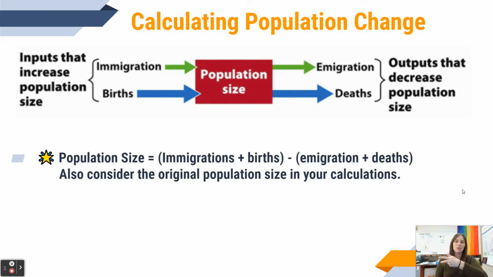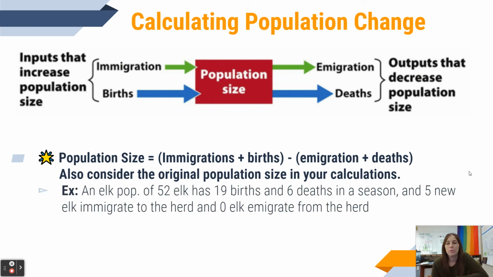And so this is the equation for calculating population change when we're just looking at the population numbers. So population change is equal to immigrations plus births minus emigrations plus deaths. Now, when you're considering the population size, you always want to consider the original population size in your calculation, because that's what you're going to be adding this calculation to. So for example, say we have an elk population of 52 elk that has 19 births and 6 deaths in a season, and 5 new elk immigrate to that herd, and 0 elk emigrate from that herd.